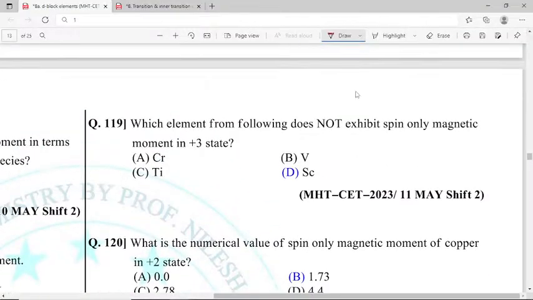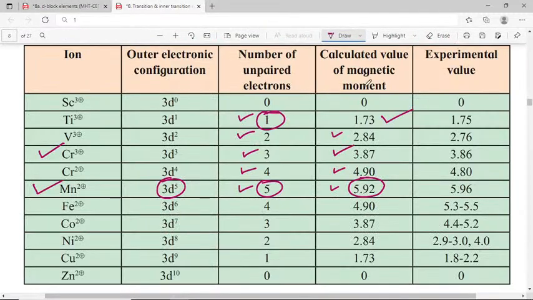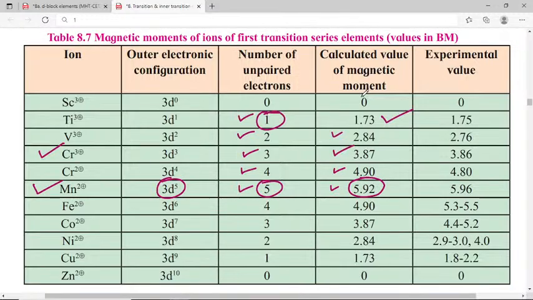Which element from the following does not exhibit spin only magnetic moment? Scandium plus 3, which is 3d0, so no unpaired electrons. Scandium plus 3, 3d0, 0 unpaired. So it has a 0 Bohr magneton value. The calculated magnetic moment is 0.